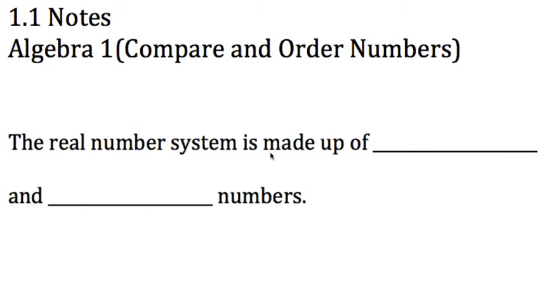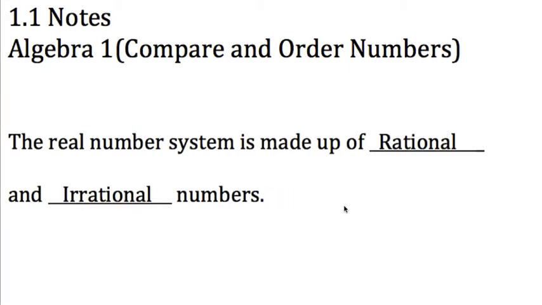Today we're going to be comparing and ordering real numbers. So we're going to start off with the real number system. Basically everything in Algebra 1 is dealing with the real number system. You add some more stuff in Algebra 2. But the real number system is made up of two parts, and those are the rational and irrational numbers.